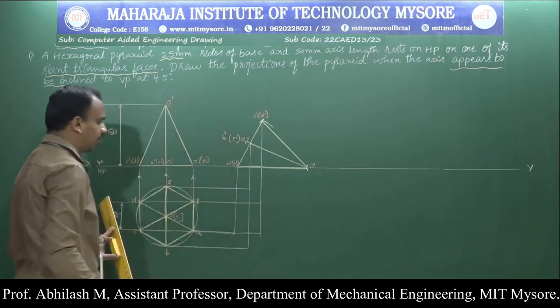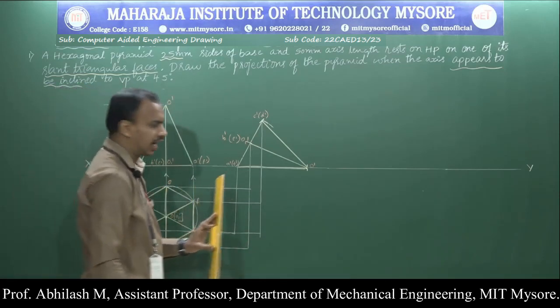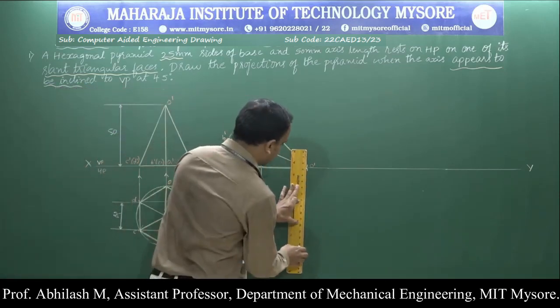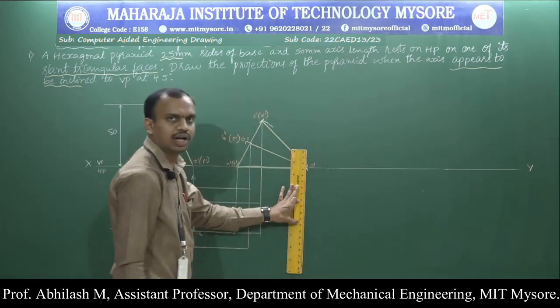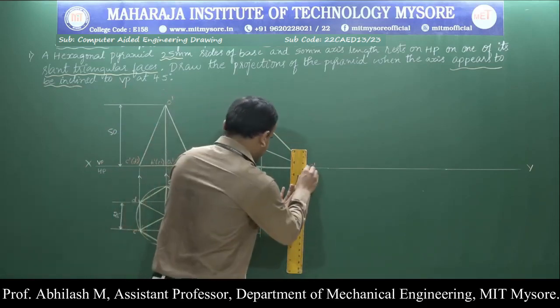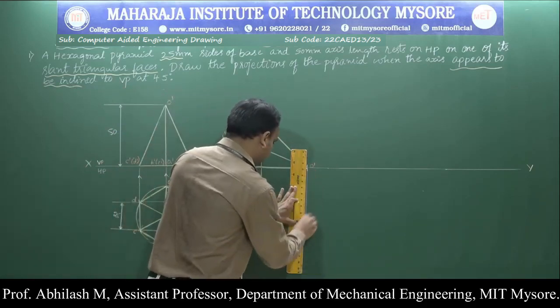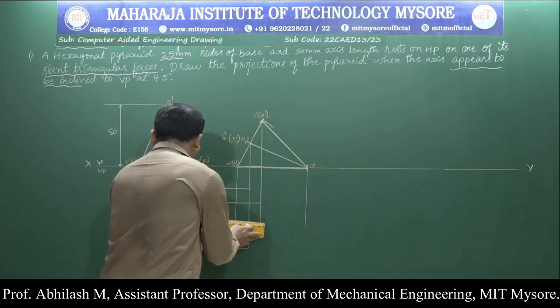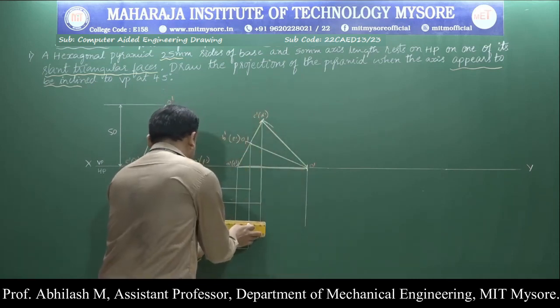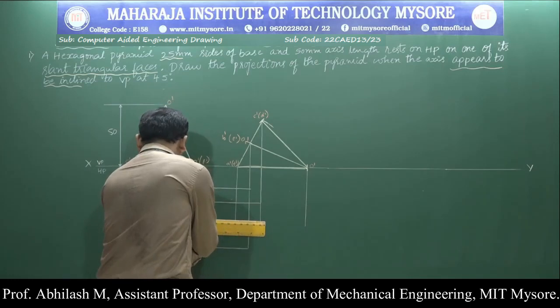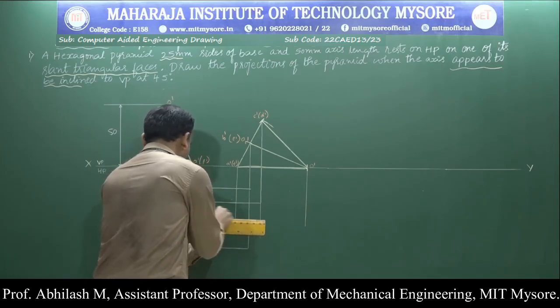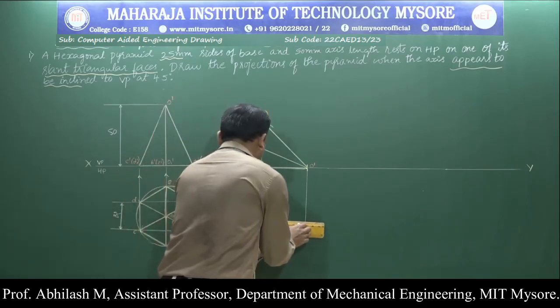We are supposed to identify the O dash and O of O1 dash. Just draw the projection line until the center, and complete it by drawing the projection line from O of O1 as well.